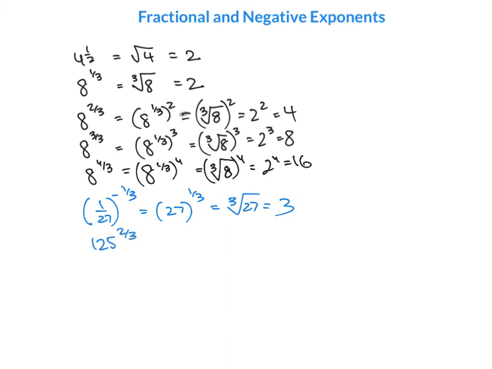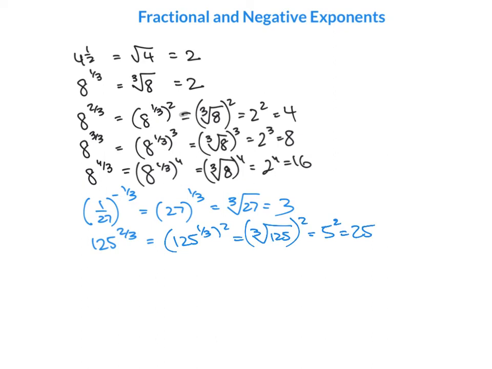125 to the 2/3. Well, what number multiplied together 3 times gives me 125? 5. 5 squared will be 25. Let's verify it. So here we go. I would have 125 to the 1/3 power squared, which is the cubed root of 125 squared. And the cubed root of 125 is 5. And then I have the square, which gives me 25. All right, so we're going to do a few more.